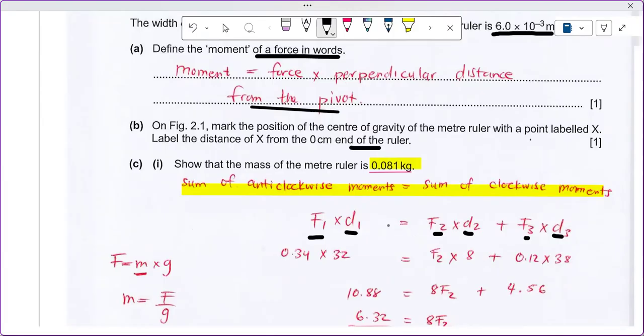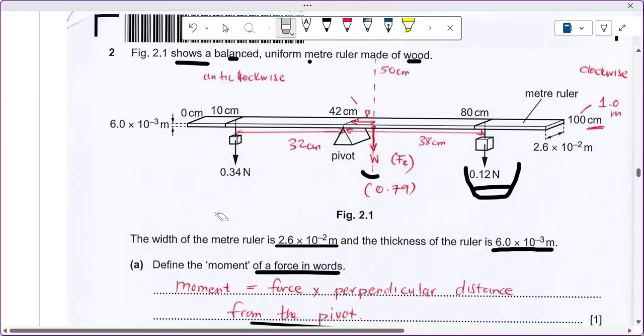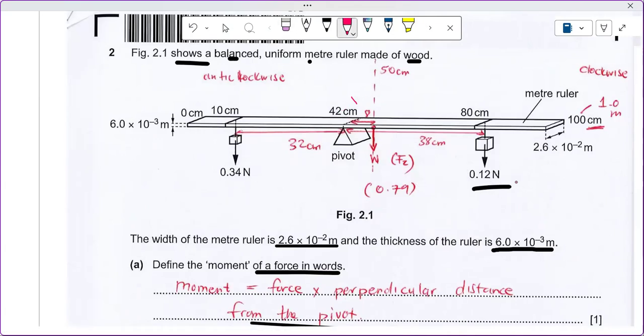The only way to show the meter ruler's mass is this is to figure out what the weight of the meter rule is. What is the weight of the meter rule? Which means, what is the force of this meter ruler, which is the one here? We want to figure out what that particular weight is. Unless we know that, we will not know anything.